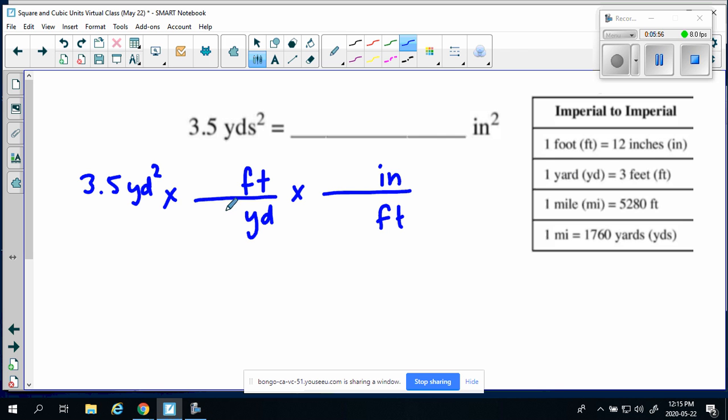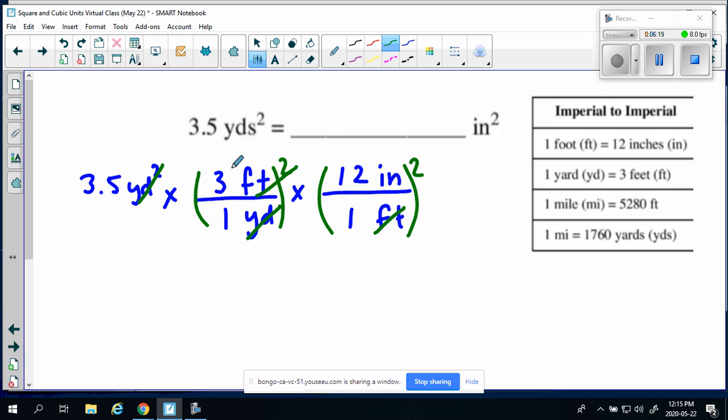Yards and feet. 1 yard is 3 feet. What about the inches? 1 foot, 12 inches. Now I got to make sure my units cancel out. Now yards and yards squared is not going to cancel out. But if I square it, that should work. Feet squared and 1 foot does not cancel out. But if I square it, should be okay.